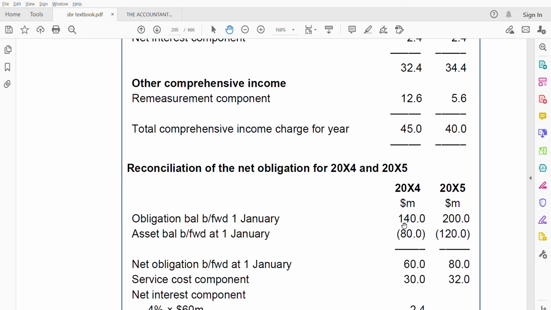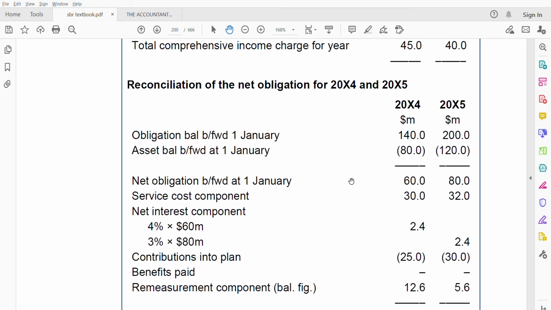So here you say 140, 80 and 200 and 120, because of 31st December. Next we have 60 and 80. It's a net obligation. Okay, so on that we are taking, okay. We are taking 4% on 60.